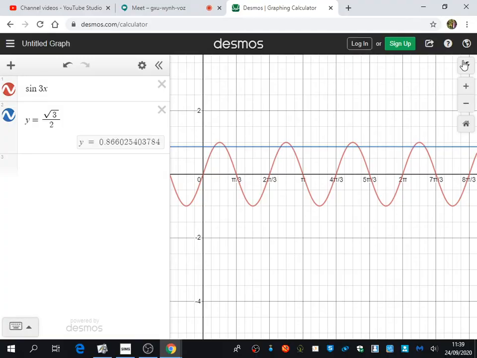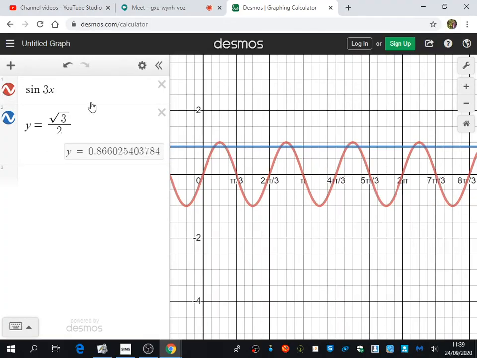Okay, so guys, can I just talk to you about what we've actually just done here? So the red graph is sine 3x. Boys, what are you doing? Why are you talking now? I'm talking.